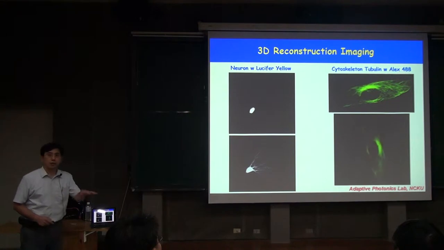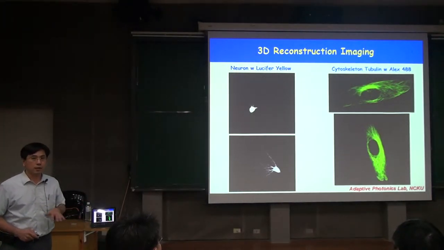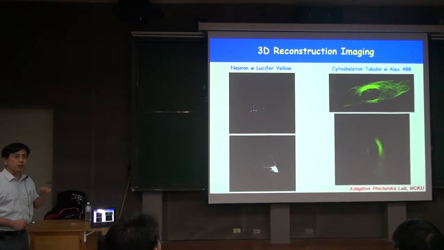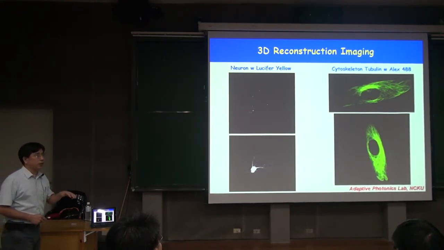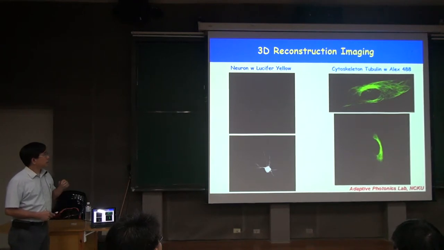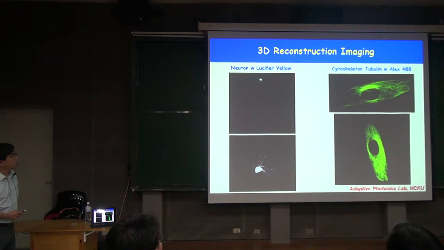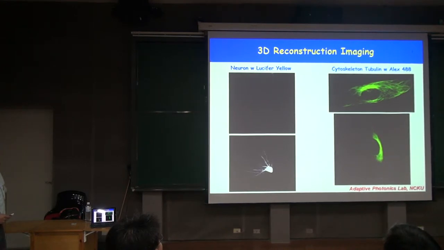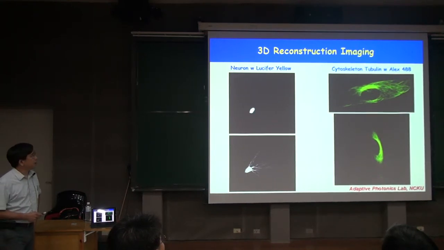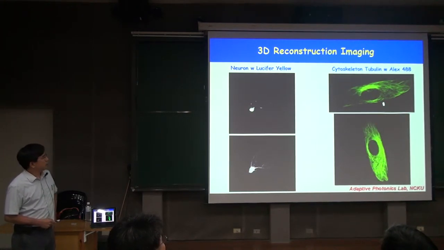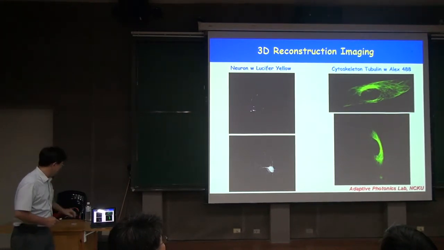So you scan your sample and get the 2D image. Then you move the stage, so you can control the 3D imaging. Like here, we had a neuron labeled with Lucifer yellow. So you can see here, you can get the 3D image. Also for the cell, you can check the cytoskeleton, the tubulin, the 3D image here.